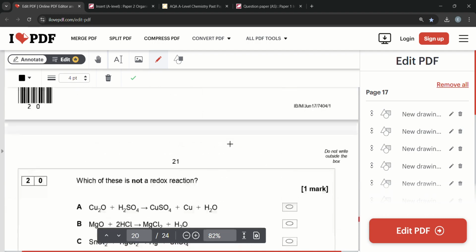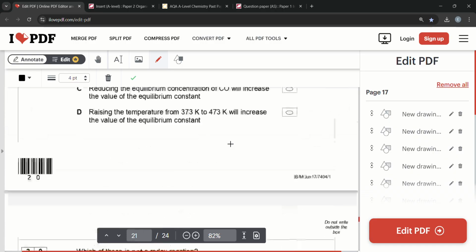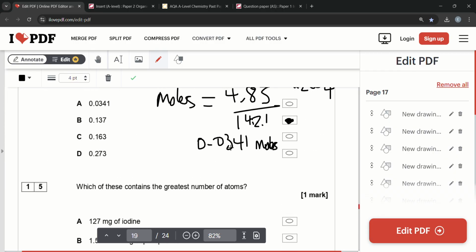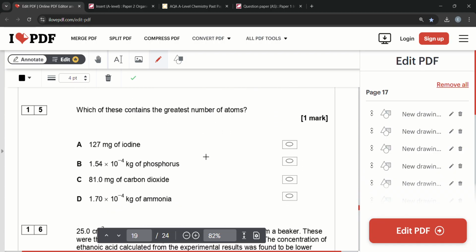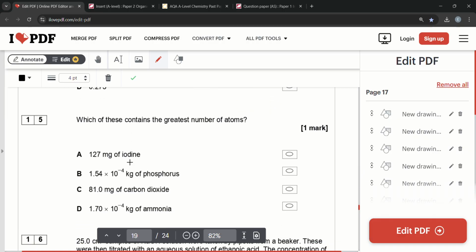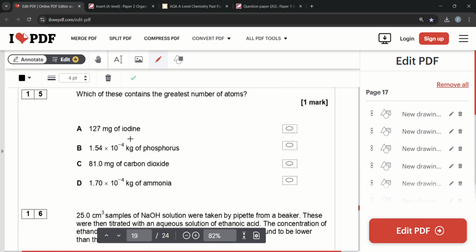Which of these contains the greatest number of atoms? A lot of calculation questions in this paper. Very annoying. Not that annoying, but it's just going to take a whole lot longer to finish off. Which of these contains the greatest number of atoms? 127 milligrams of iodine.